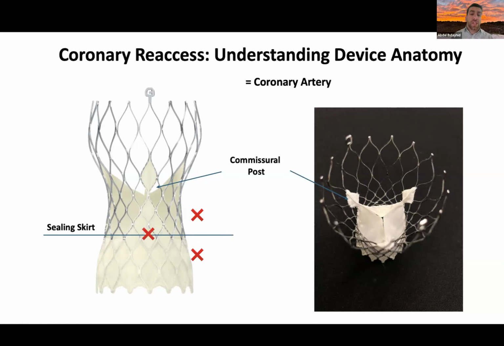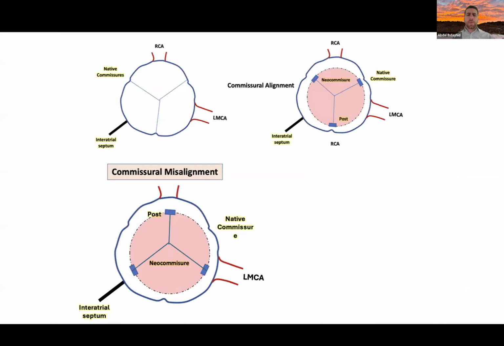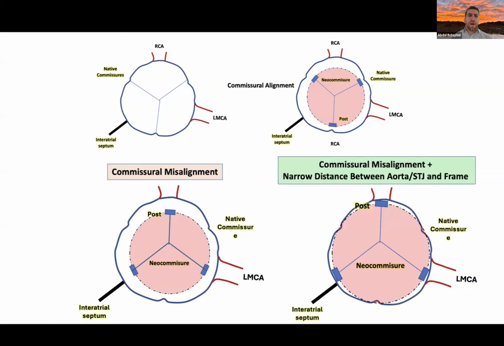Understanding this interplay between the device, the anatomy and the coronaries is more than just about whether the commissure lies in front of the coronary. It's also about the relative dimensions of the valve in relation to the anatomy. You can be commissurally misaligned but have a lot of space, and you might get back into the coronaries. Likewise, you can be commissurally misaligned and completely fill up the sinuses, and that might have some serious implications for your ability to get back into the coronaries.